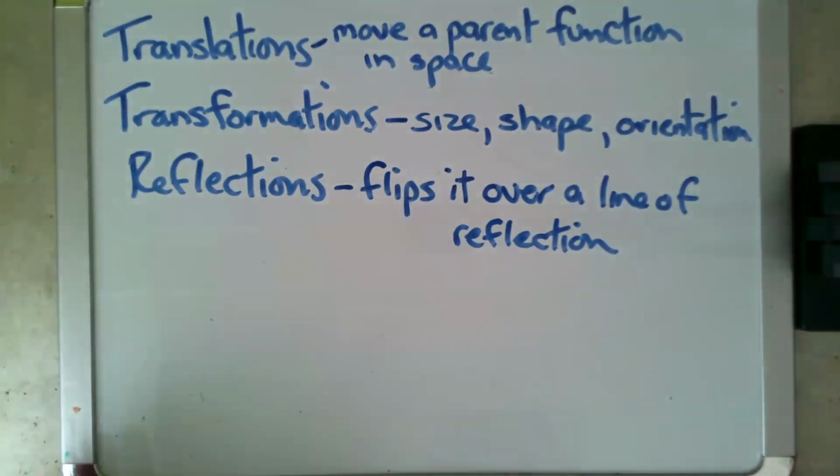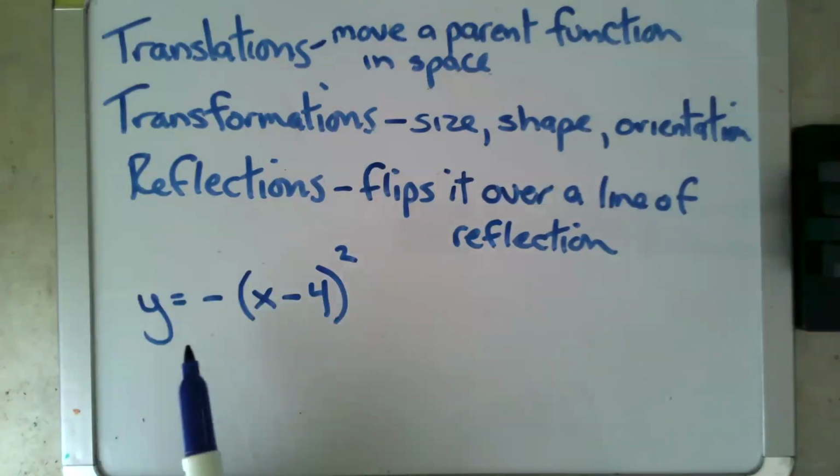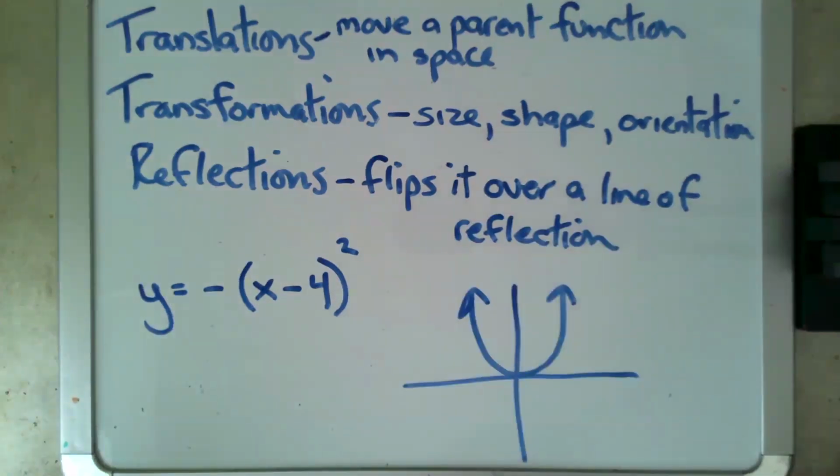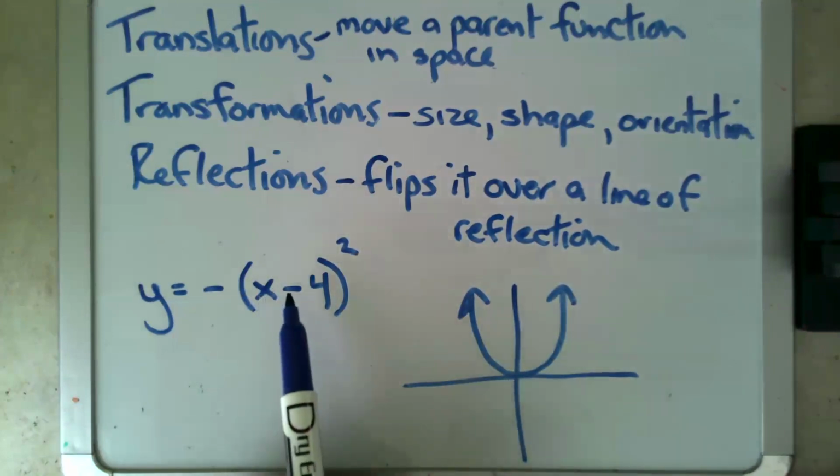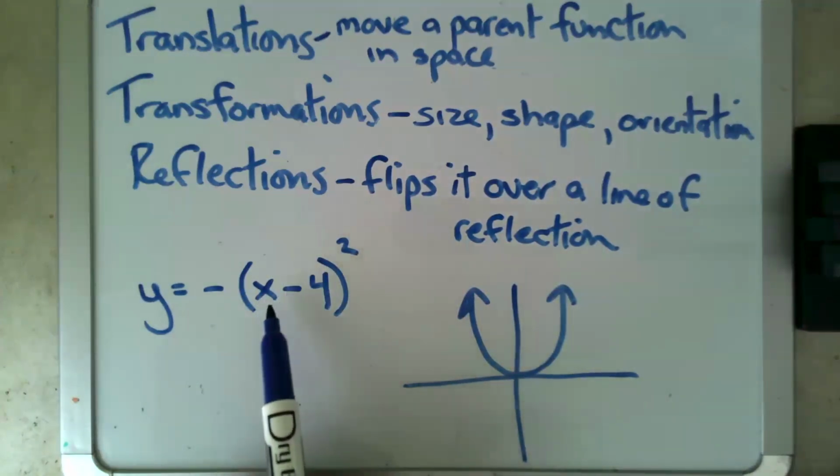So now let's take a look at a couple that put some of these things together. So let's say we have y equals negative parentheses x minus 4 squared. All right, parent graph, just a plain old parabola. So let's work with our translation first. X minus 4, the 4 is applying to the x.